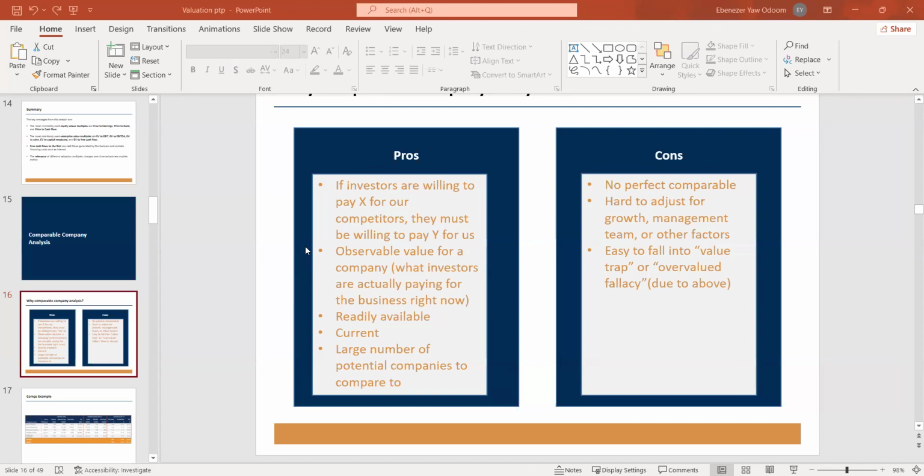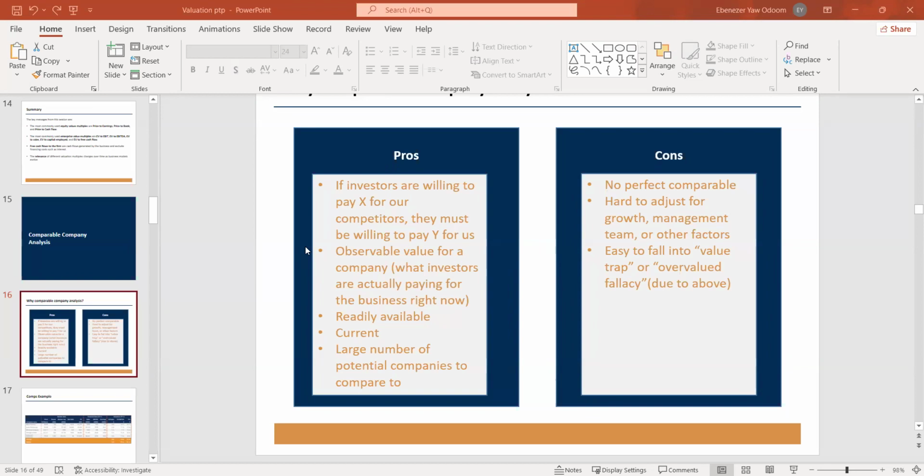Another thing is that sometimes it's hard to adjust for growth. Okay, it's hard to value the management team and other factors of the business. The fact that the similar companies are growing at a particular pace, sometimes to exercise professional judgment that this business should grow at this level is also a difficult thing.